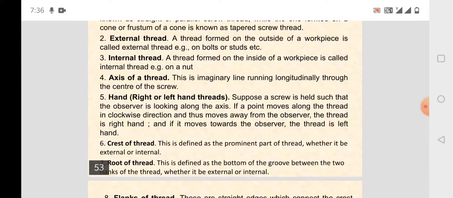Then hand, right or left hand threads. Suppose a screw is held such that the observer is looking along the axis. If a point moves along the thread in a clockwise direction and thus moves away from the observer, the thread is right hand, and if it moves towards the observer, the thread is left hand. So depending on its rotation, clockwise or anti-clockwise, and whether it is moving towards or away from the observer, we can designate it as right hand or left hand.